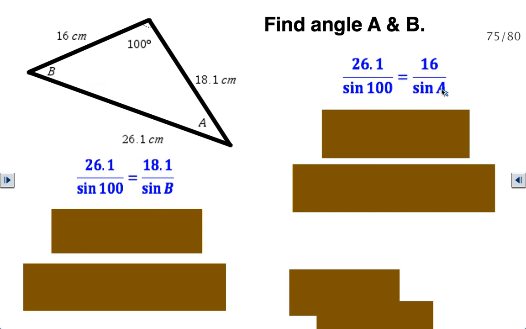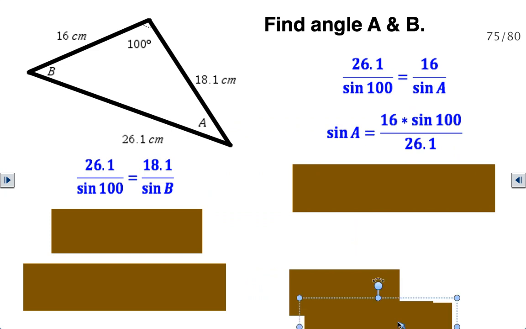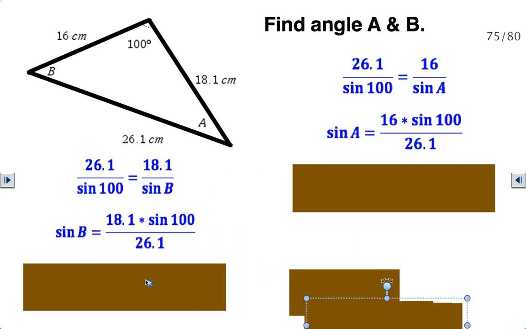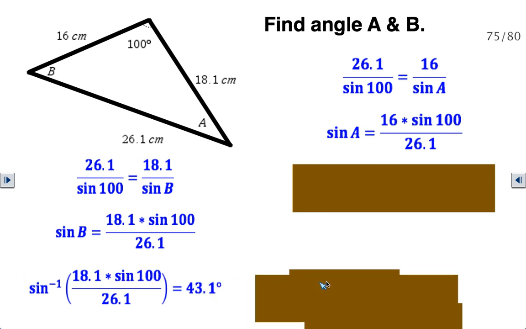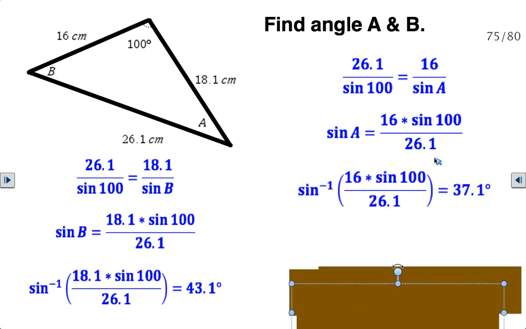If we wanted to find A, this fraction will be exactly the same. It would just be 16 over sine A because 16 is the opposite side of angle A. Okay, then we would cross multiply and divide. Okay, and then to find our angles, we would do inverse sine of the fractions and we get our angles. Now, if you are paying attention, you'll probably notice that if you add 100 plus 37.1 plus 43.1 in this triangle, it is actually a little bit more than 180.